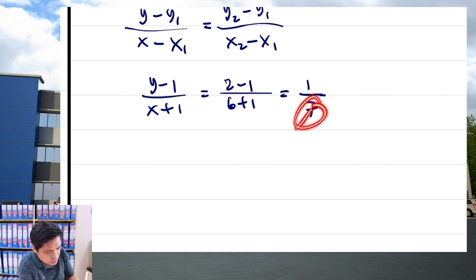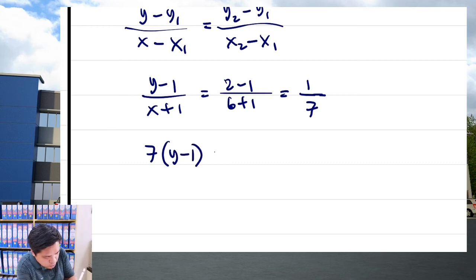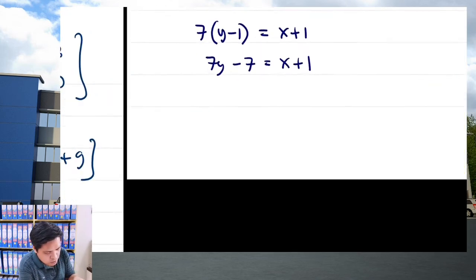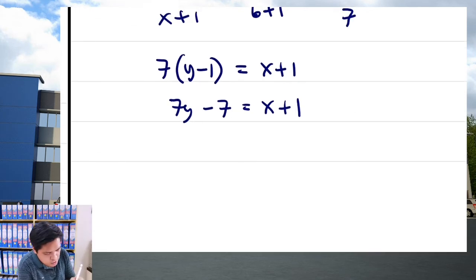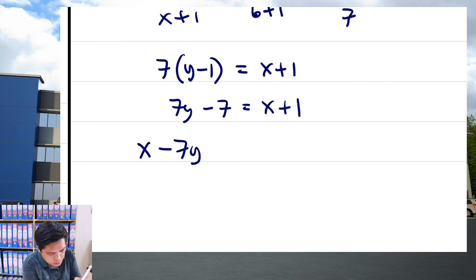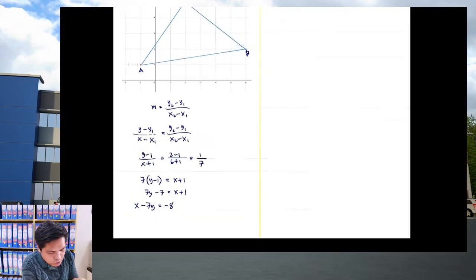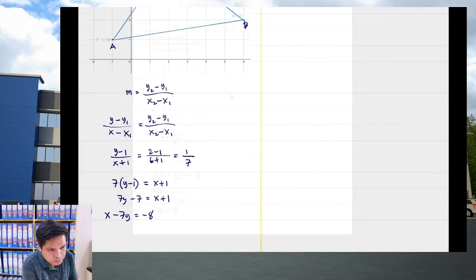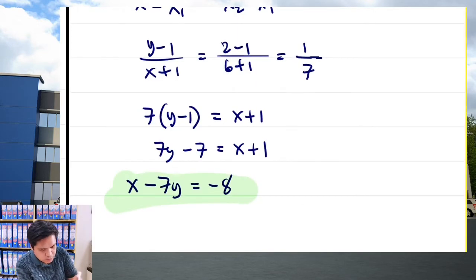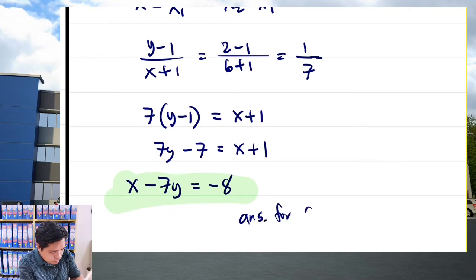So transposing 7 to the other side, and transposing this to the other side, that will give us 7 times y minus 1 equal to 1 times x plus 1. And 7y minus 7 is equal to x plus 1. So in general, or in standard form, that would be x minus 7y equal to negative 8. So that is the equation of side AB. Now, okay, this is our answer for letter A.